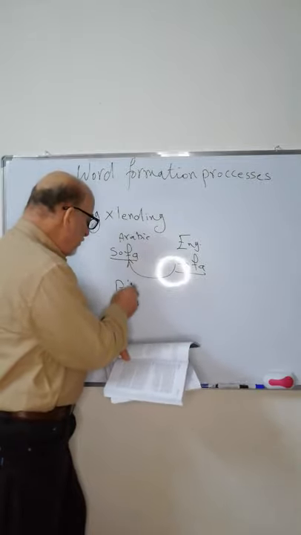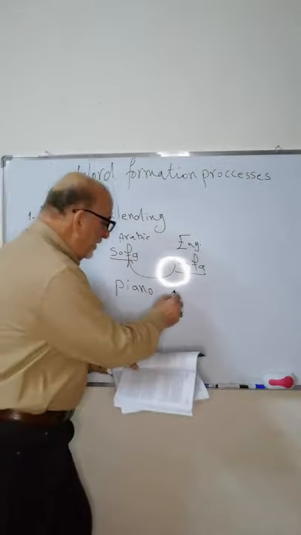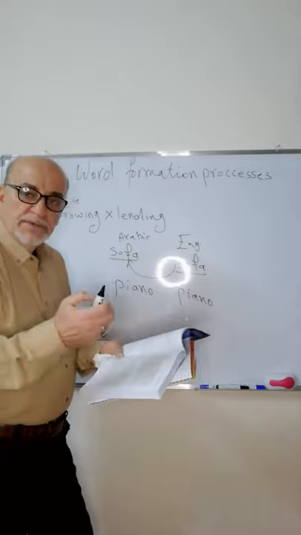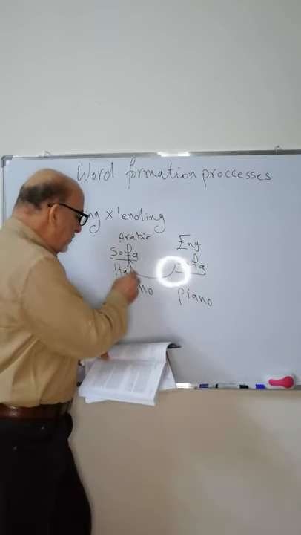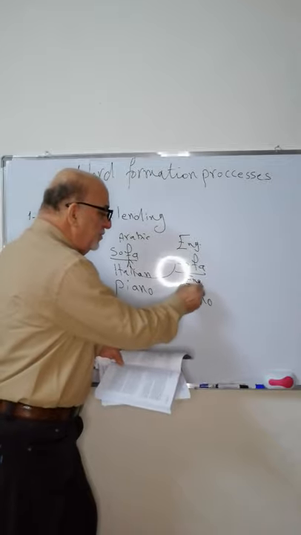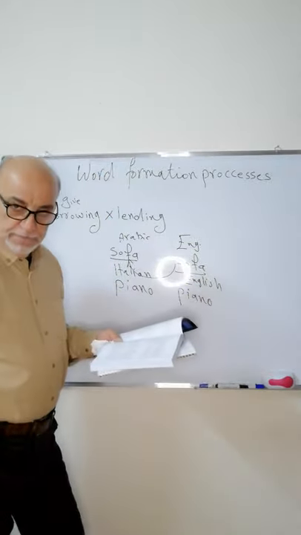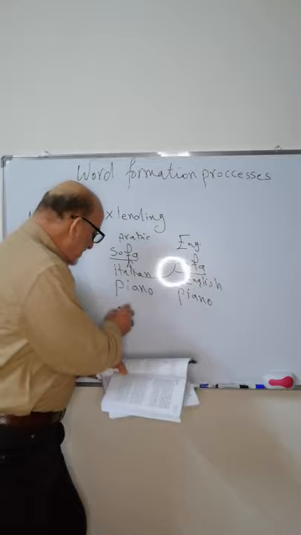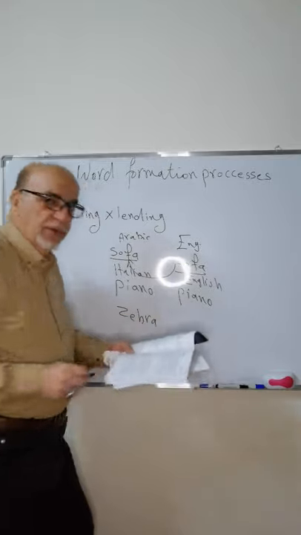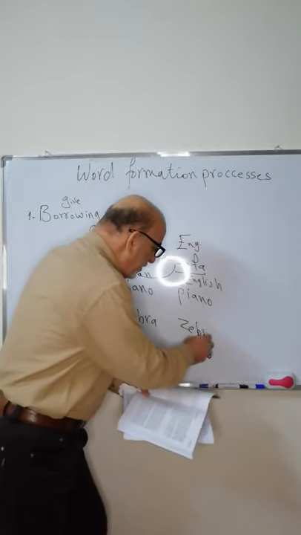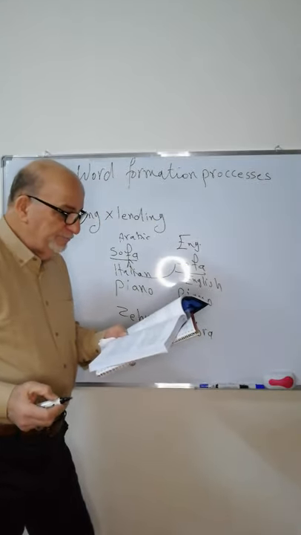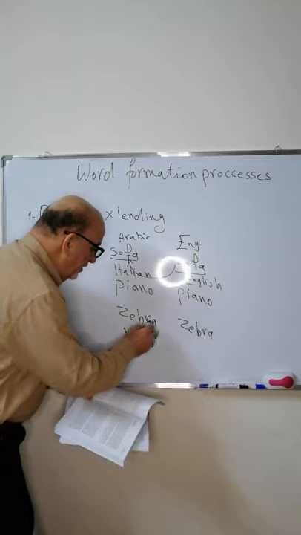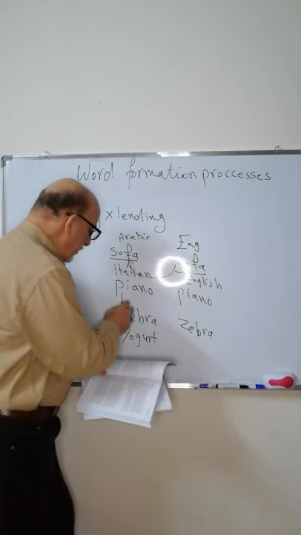Number two, take, for example, the word piano. The word piano is Italian. It was borrowed into English. Right. What else? Take, for example, the word zebra. Here we have zebra, the wild donkey. Zebra is from a Bantu language.